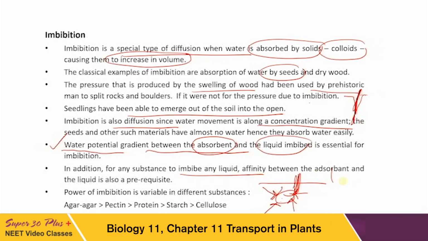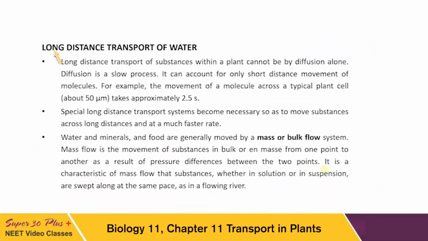For example, rubber is having affinity with alcohol, and similarly the wood is having affinity with water. If wood is kept in alcohol, they do not have affinity, that's why imbibition will not take place. And the last, power of imbibition is variable. Maximum imbibition is found in agar, then pectin, then protein, then starch, then in cellulose. Come to the next now.